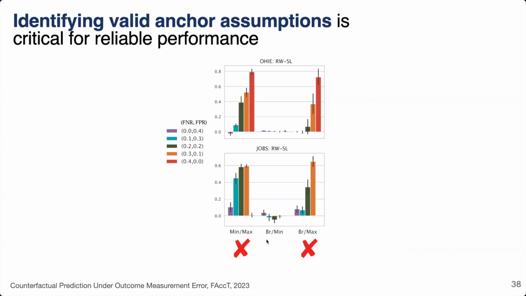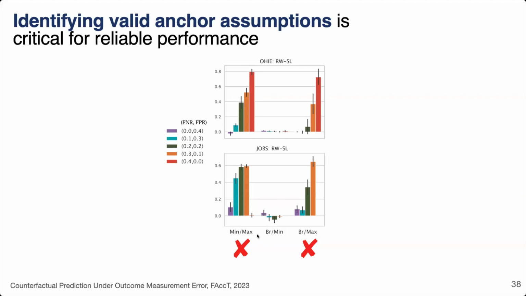In the middle one, we're using the min anchor in combination with the base rate assumption. The base rate, as you recall, is knowing the expected value of the outcome, so it's the prevalence of the outcome. In this case, because the max anchor assumption isn't valid, it's not reasonable for our data set. Both of these approaches perform poorly when we're using the max anchor assumption for error parameter estimation.